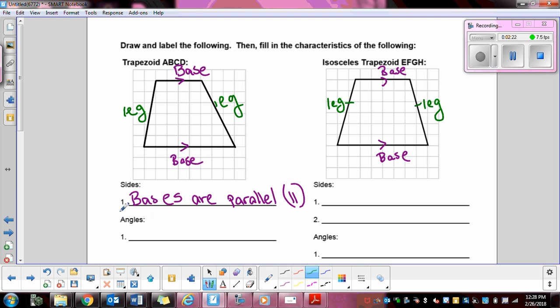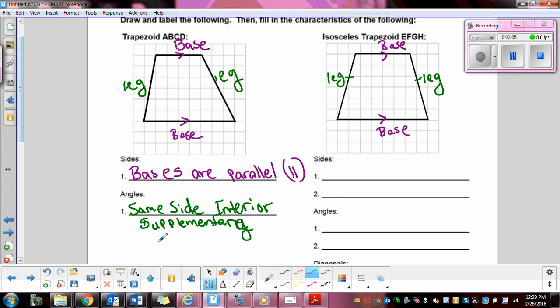All right, the angles. We do need to know something about the angles. We know that if this is my parallel lines and this is my transversal, my angles are same side or consecutive interior angles, and they are always going to be supplementary, right? So there, we can say same side. And they're interior because they're inside, in between my parallel lines. So we're going to write that they're supplementary. So they're not equal, but they're supplementary. So they add up to equal 180.